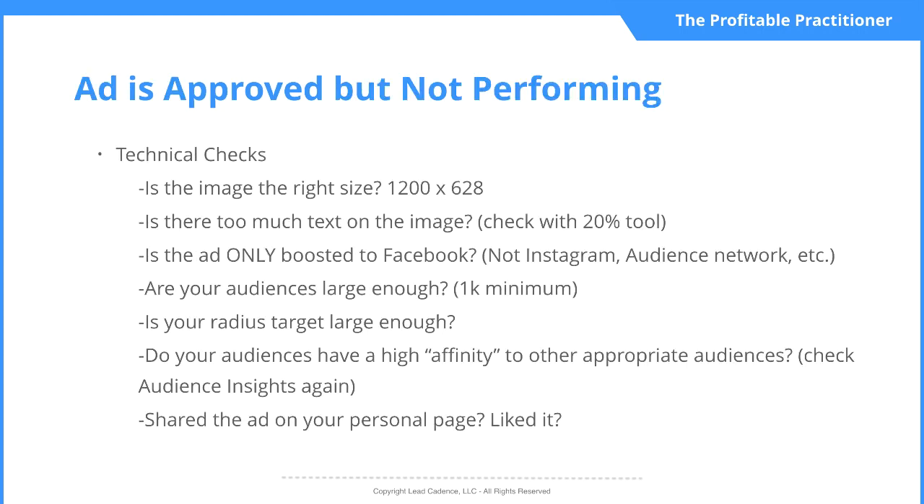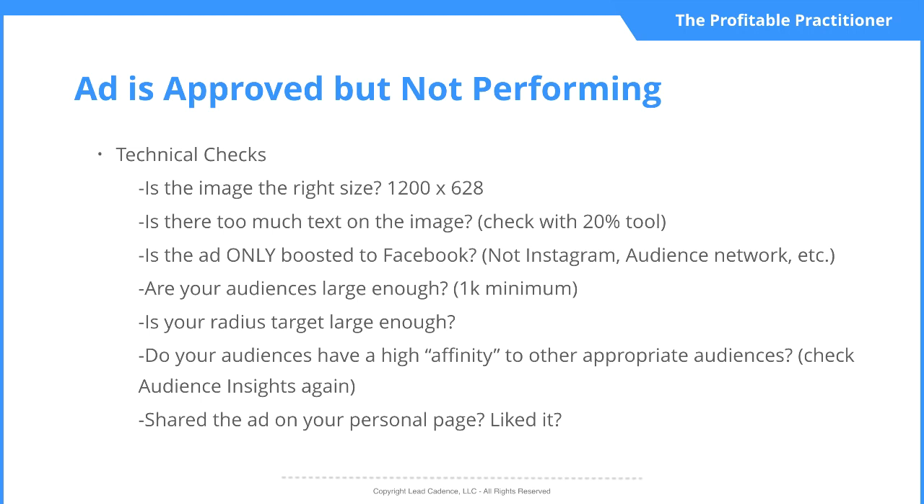So the next place that campaigns stop working is when our ad is approved, but it's not performing. So maybe it's been approved, but we're just not getting any likes or comments on it. Here are a few of the things we can go through to check and see what's going on. The first thing is we want to make sure the technical side of it is working properly.